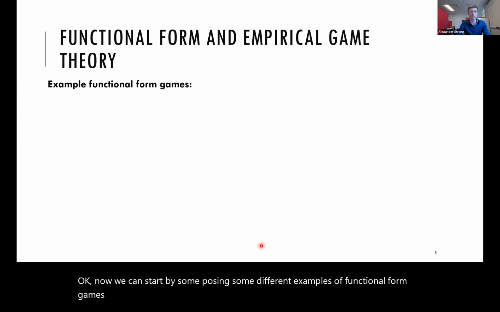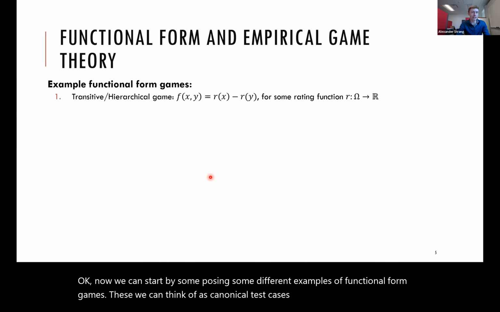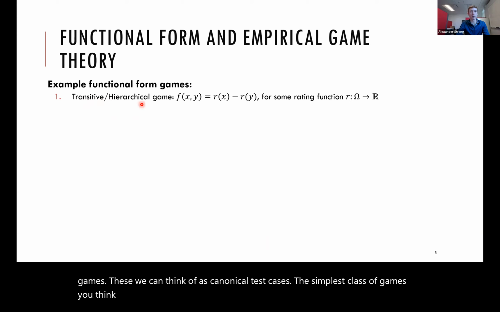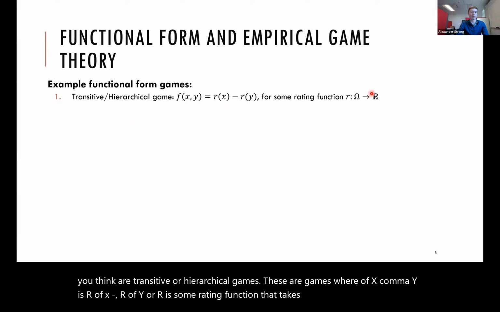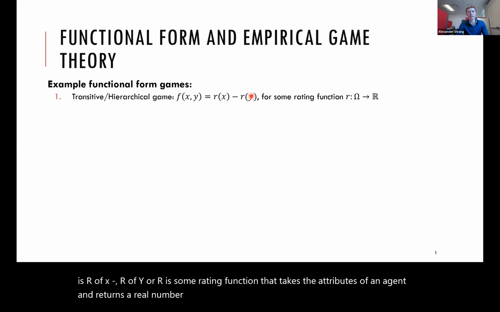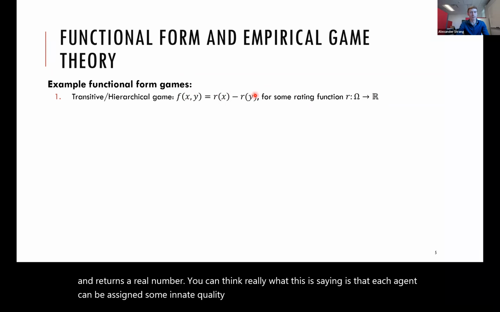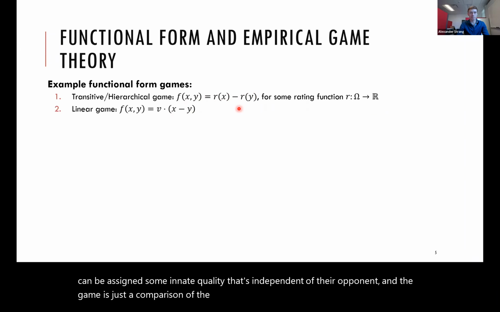Okay, now we can start by posing some different examples of functional form games. These we can think of as canonical test cases. The simplest class of games you can think of are transitive or hierarchical games. These are games where f of x comma y is r of x minus r of y, where r is some rating function that takes the attributes of an agent and returns a real number. You could think really what this is saying is that each agent can be assigned some innate quality that's independent of their opponent, and the game is just a comparison of that quality.